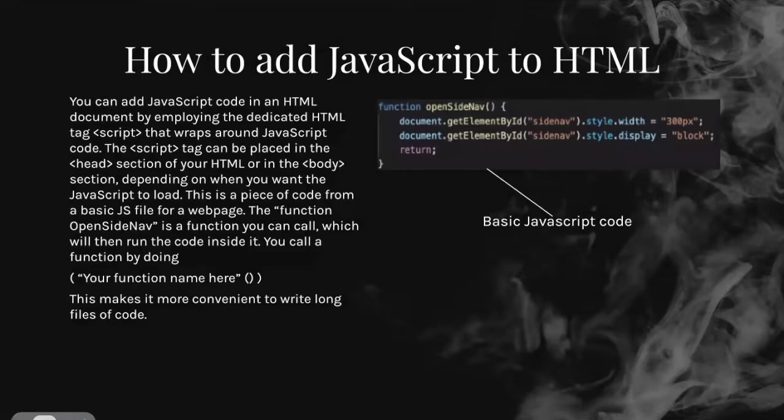As you can see in this code over here, you have a function called openSideNav, and then inside this curly bracket, you have your function, which will run when you call the function openSideNav.